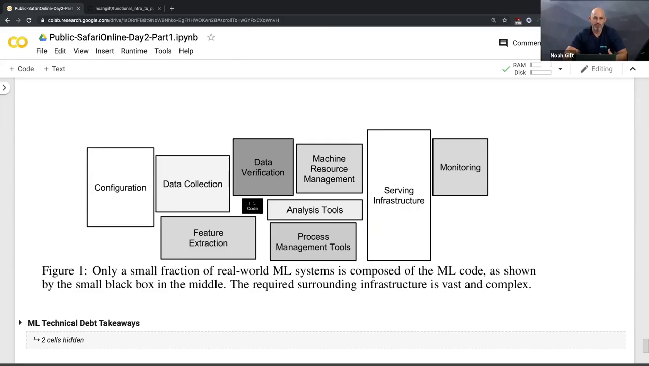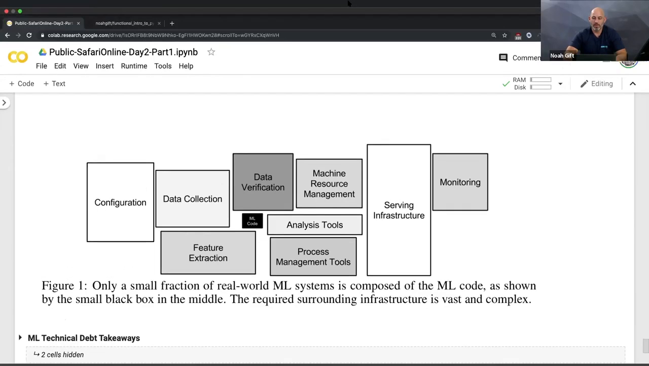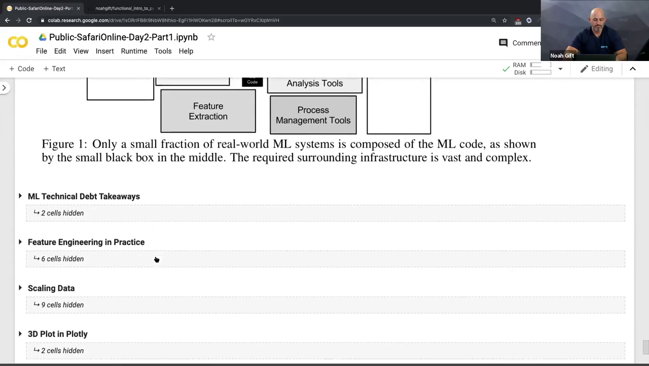You have to buy the storage. You have to understand how to configure the network switch. There's lots of things you're doing other than just putting the cables in. So it's the same with machine learning code here. You can see that there's configuration, data collection, feature extraction, data verification, machine resource management, analysis tools, serving infrastructure, monitoring. And this is really a real world view of what happens with data science.